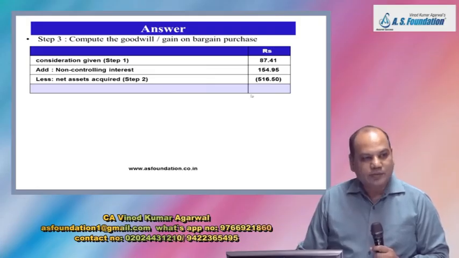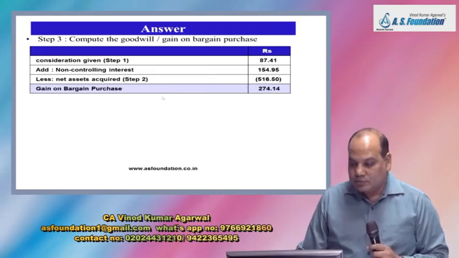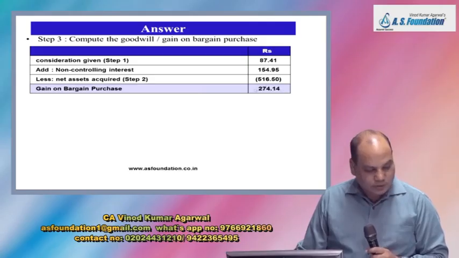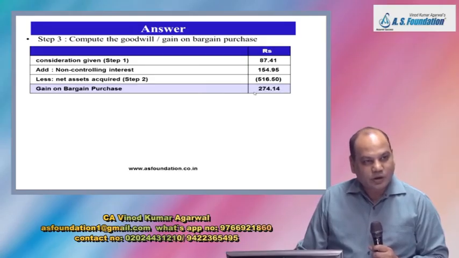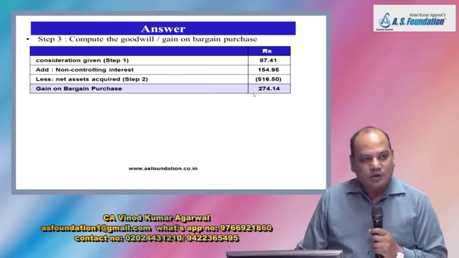Is it positive or negative? Negative. So gain on bargain purchase, 274.14. So this I will reduce from the reserves. Okay, or add in the reserve, sorry. This we will add in the reserve.